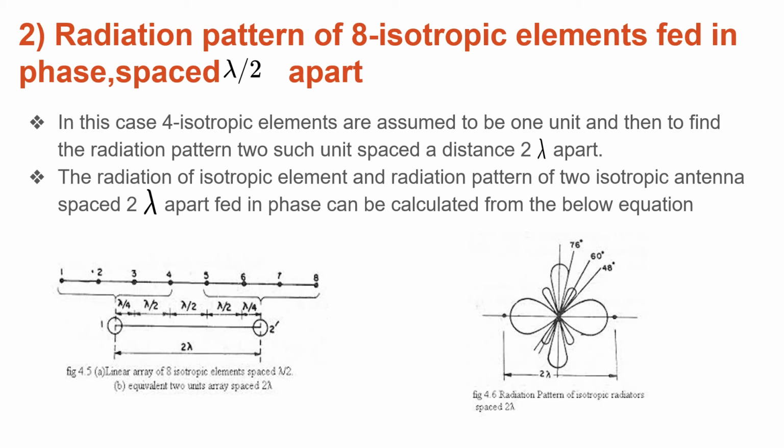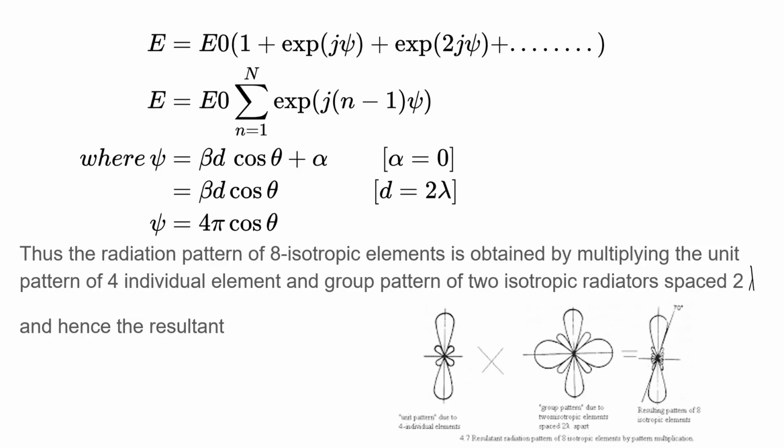So we need to know the group pattern spaced at 2 lambda distance. The radiation pattern of isotropic radiators spaced at 2 lambda is given by this diagram. So this will be the group pattern, and we already know the radiation pattern of the 4-element array, which is the figure-8 pattern, that is the doughnut-shaped pattern with 4 side lobes. So that diagram and this diagram will be multiplied to get the overall field, which can be seen here.